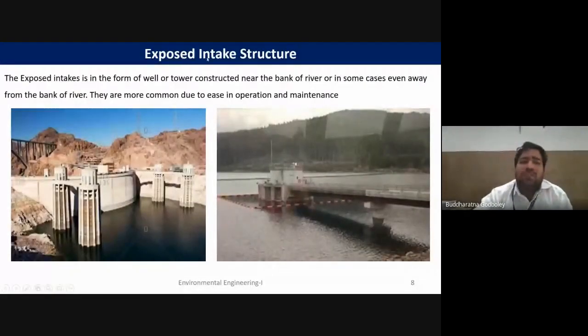Okay. Now next is the exposed intake structure. This exposed intake structure is in the form of a well or a tower constructed near the bank of the river, or in some cases even away from the bank of the river. They are more common due to ease in operation. It is also easy to construct because it will be well above the surface. Earlier, the structure was mostly below the water. Now this is above the surface.